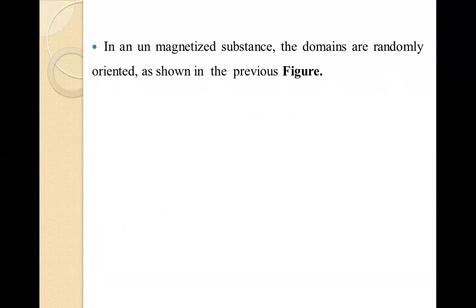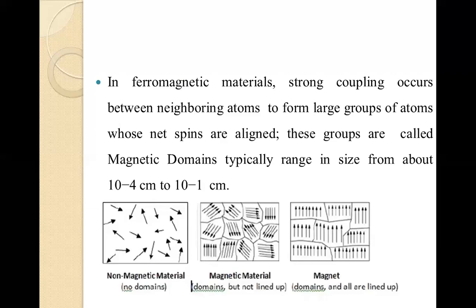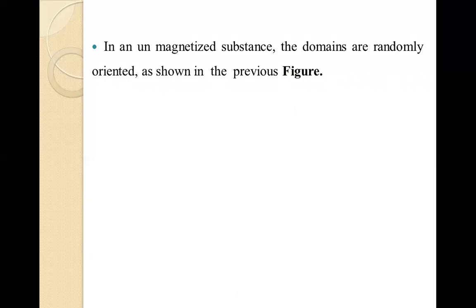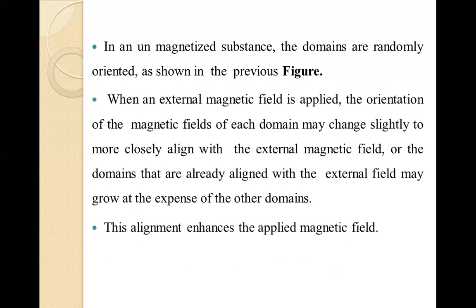For example, if we have an unmagnetized substance, the domains are going to be randomly oriented or arranged, as we saw here in the first figure on the left side. But in the magnetic material, as we said also, they are going to arrange together but not lined up. So when the external magnetic field is applied, the orientation of each domain is going to change slightly to more closely align, then it's going to become a ferromagnetic material or a magnet.